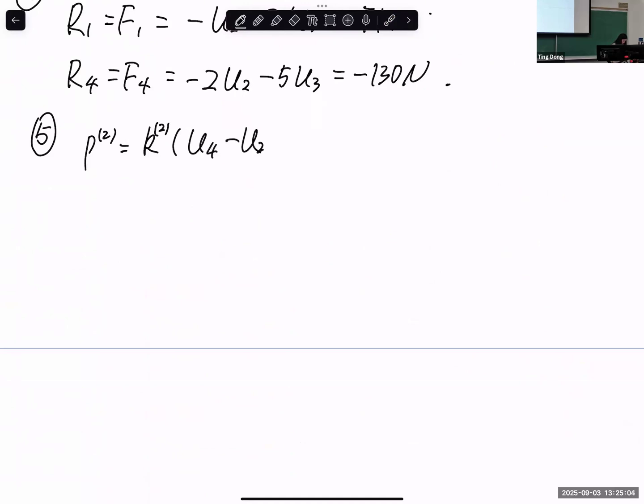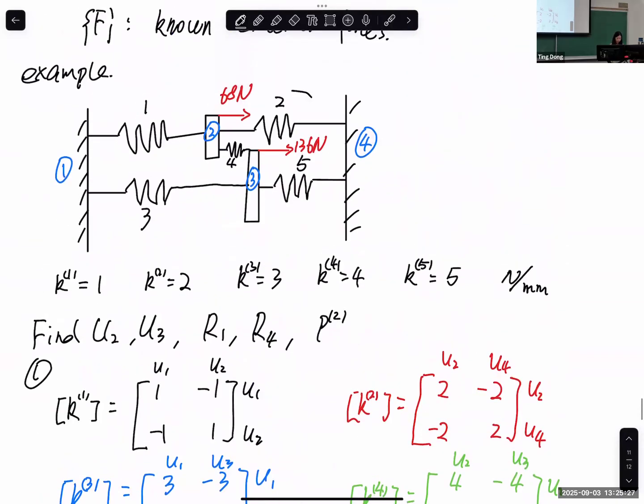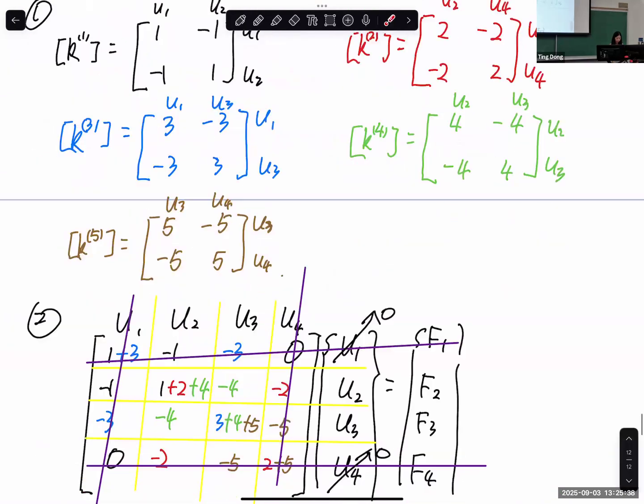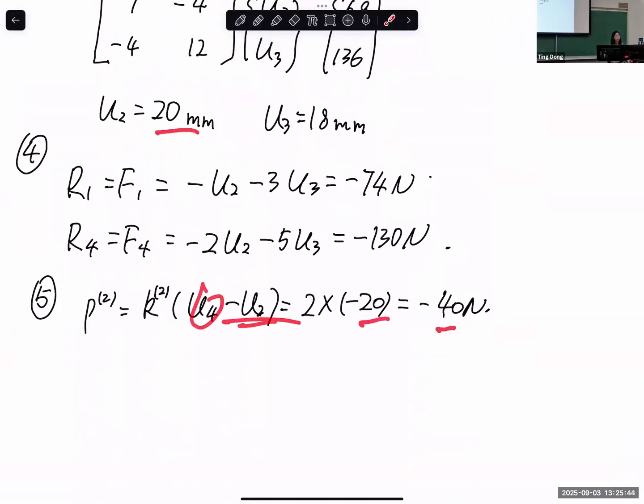U4 minus U2. U4 is the second node of element 2. U2 is the first node of element 2. So this is element 2, U2, U4. Now node 2 is Ui, node 4 is Uj. And Uj equal to 0, of course, and U2 we already solved is equal to 20, so it becomes negative 20, and we get negative 40.